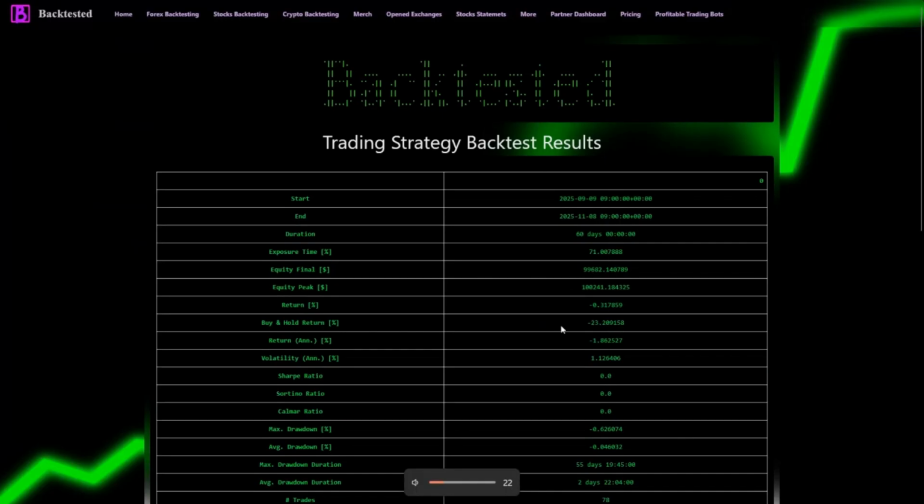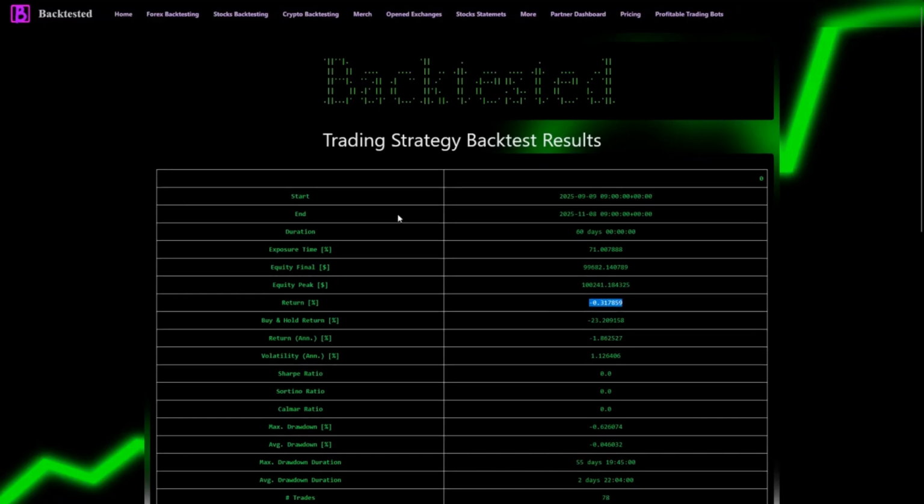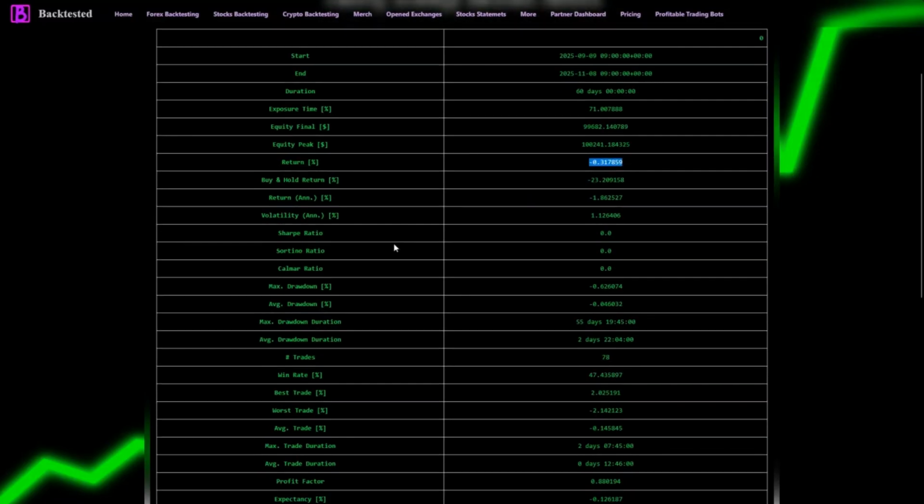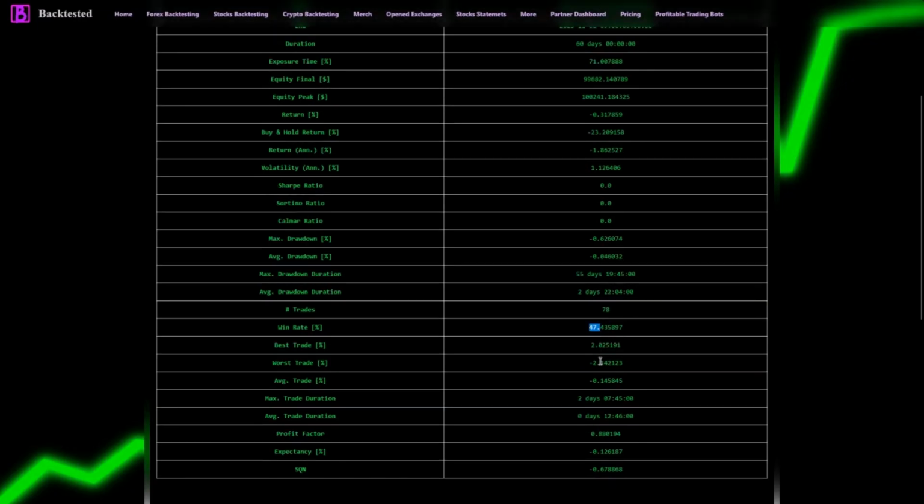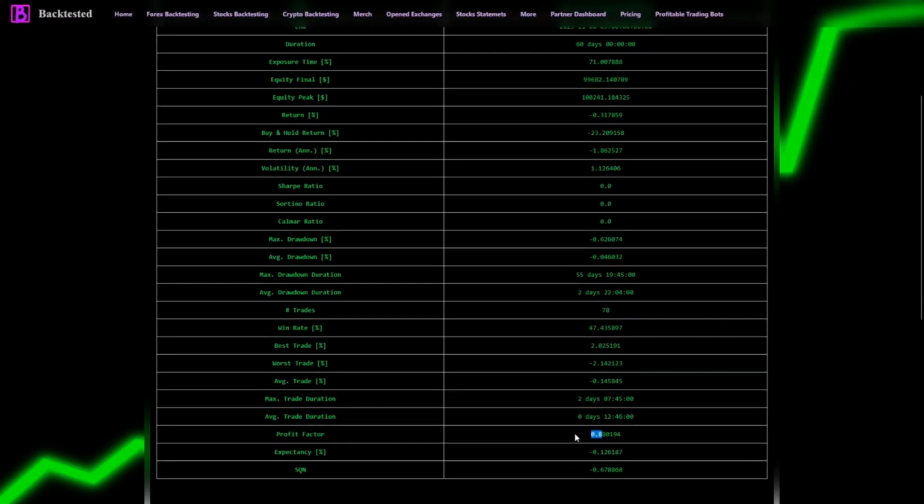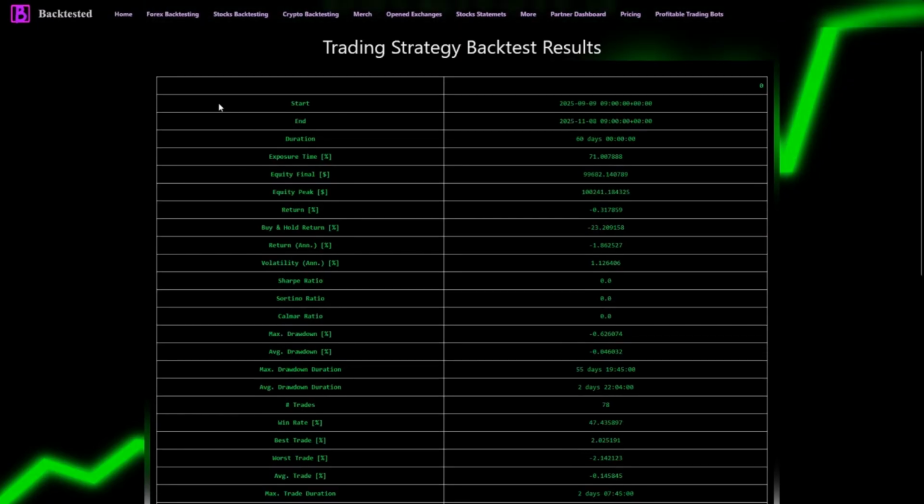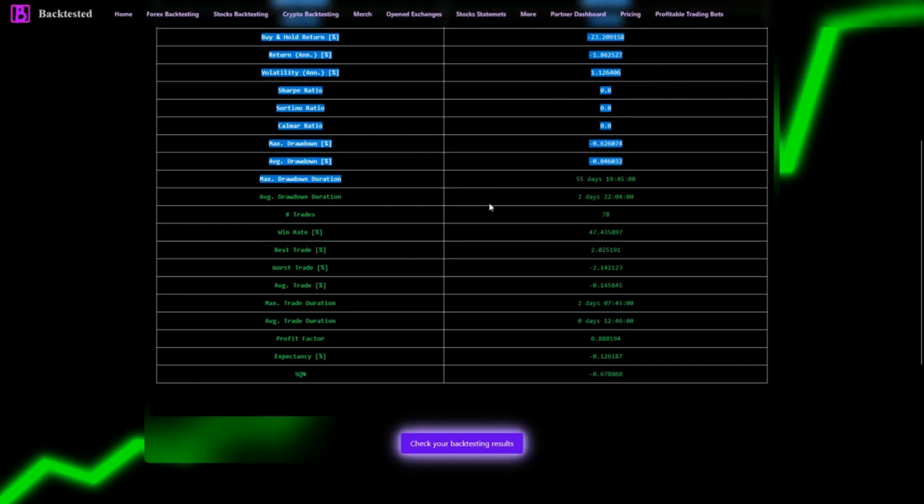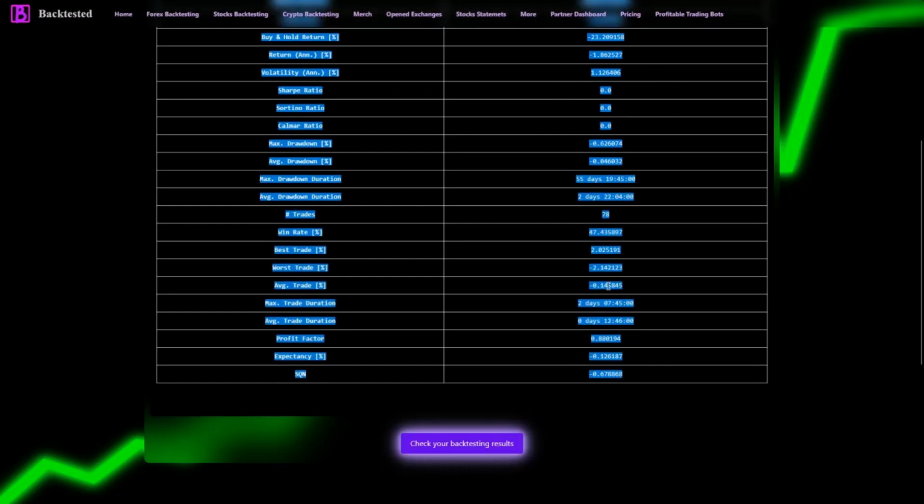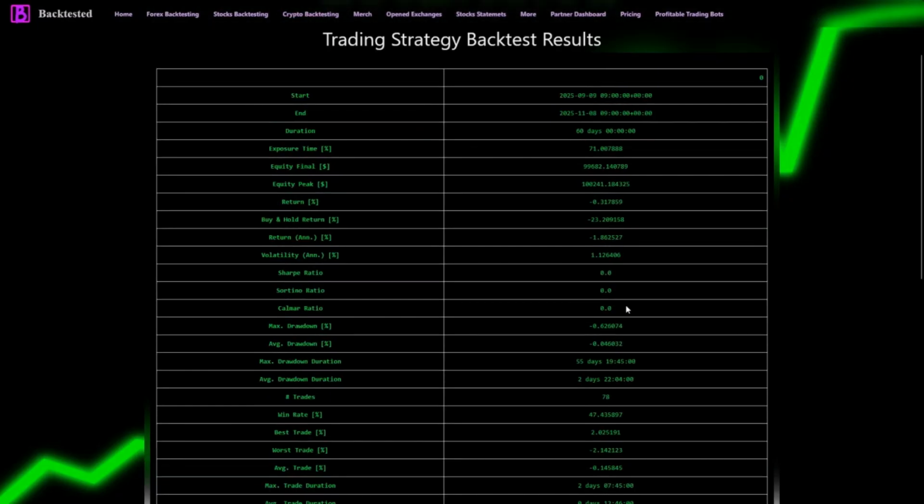The results show a loss of 0.31% of the account, but the performance was slightly better than a simple buy and hold strategy. There were 78 trades with a 47% win rate, and the profit factor was below 1, meaning the strategy earned 88 cents for every $1 risked. That's a brief overview of the stats. Next, we'll review the chart to see if there's room for improvement in the strategy.